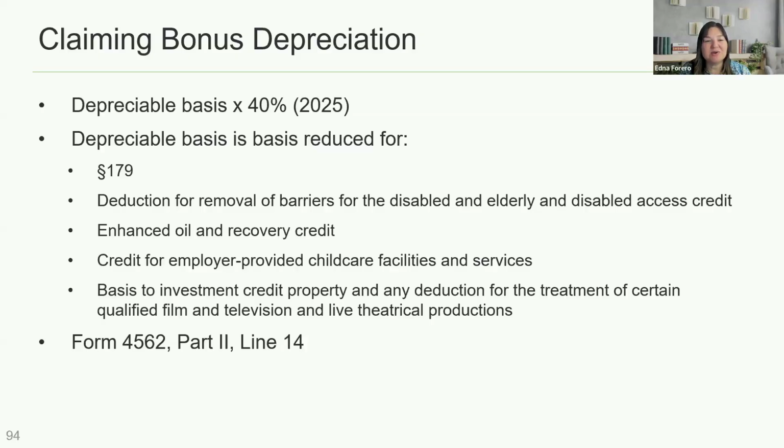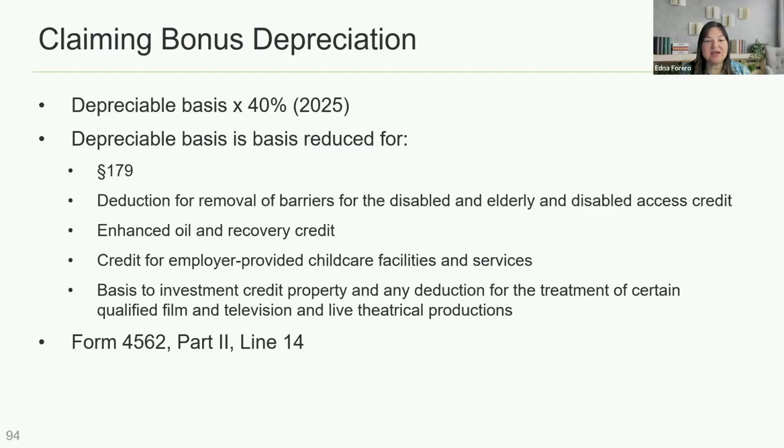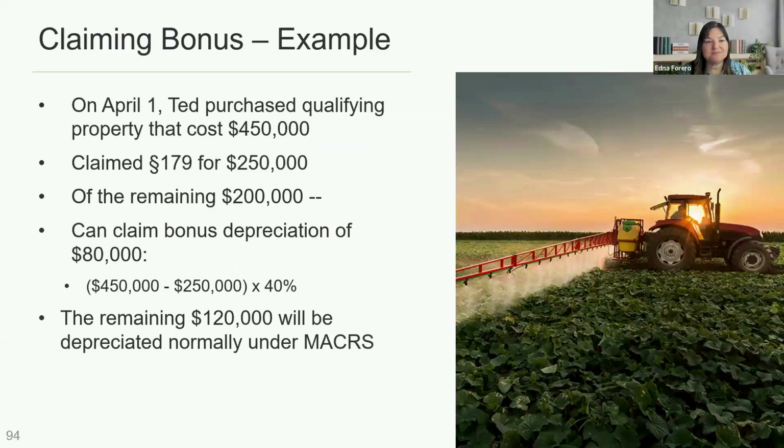Enhanced oil recovery credit, credits for employer-provided childcare facilities and services. So anything that is giving you a credit or value that you're able to use against your tax amount or tax liability is not going to be used for claiming this bonus depreciation, because you're reducing your basis. Form 4562 part 2 line 14 is where we're going to see that, and here's an example of that.